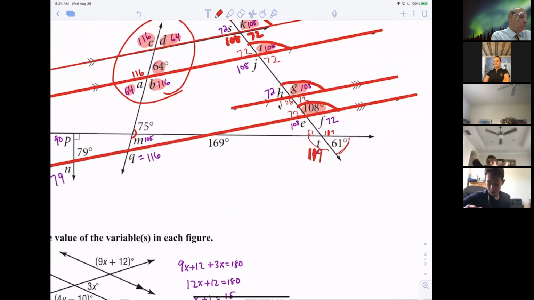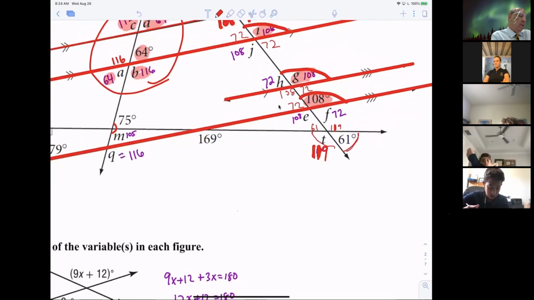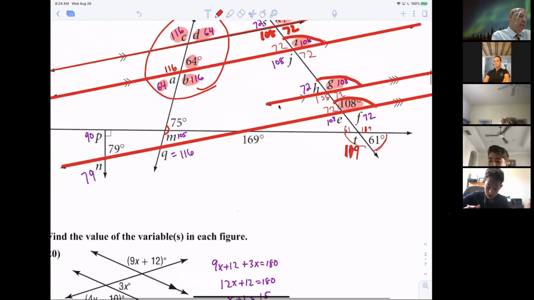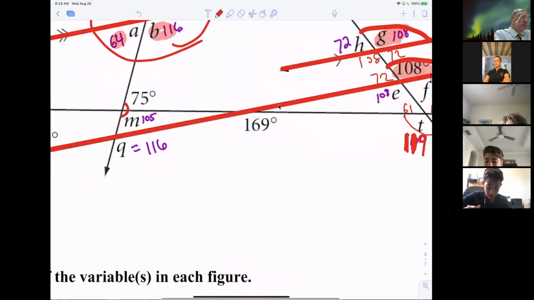Well, I'm not over there yet. I'm not over there yet. All right. But let's just look right here real quick. So we could, if we want to, put 169, and then that would be what? 11? And that would be 11, right?